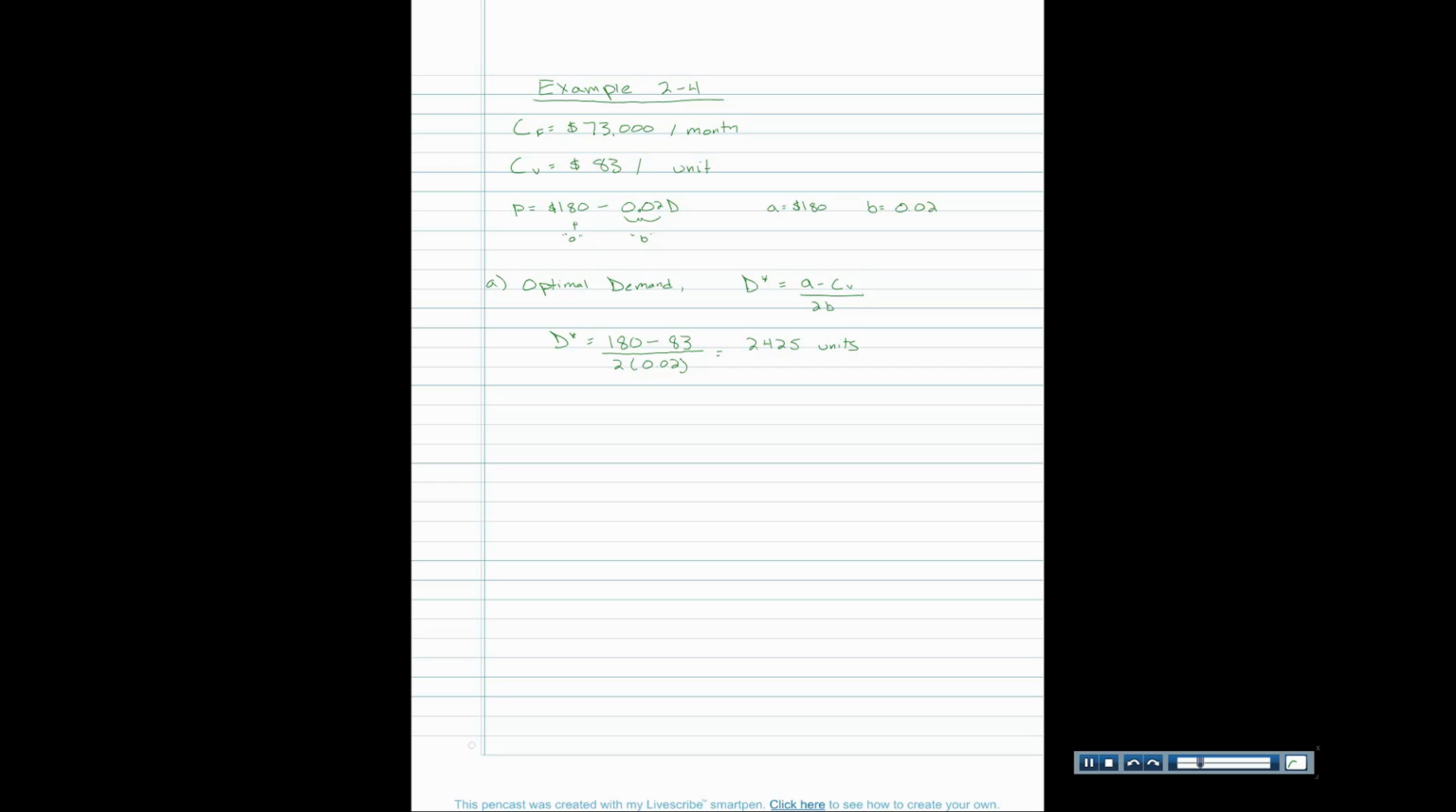That represents the perfect number for them to sell, because if they sell more than that, in order to sell more than that, they'd have to lower their price. And if they sell fewer than that, then they're not selling enough. And so that represents the demand at which they're going to experience the max profit. So what is the max profit?